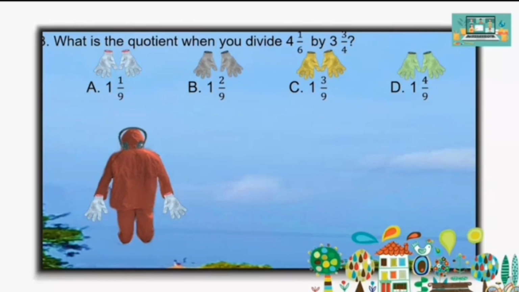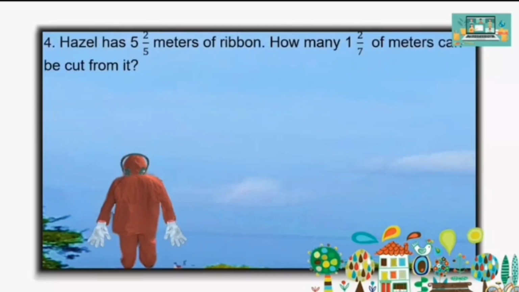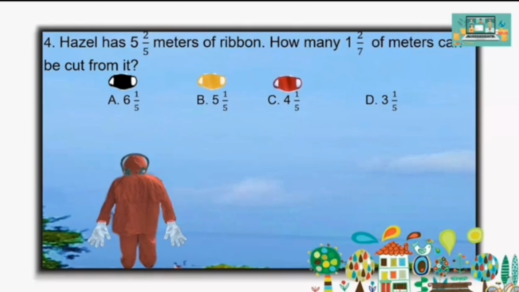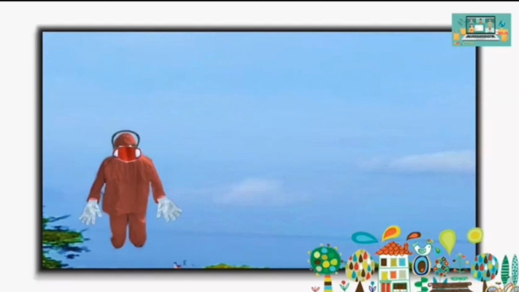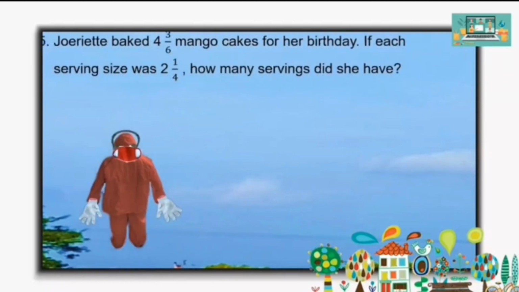Now, let's go to item number 4. Hazel has 5 and 2 fifths meters of ribbon. How many 1 and 2 sevenths meters can be cut from it? Here are the options. A. 6 and 1 fifth. B. 5 and 1 fifth. C. 4 and 1 fifth. And D. 3 and 1 fifth. Go! The correct answer is letter C, 4 and 1 fifth.